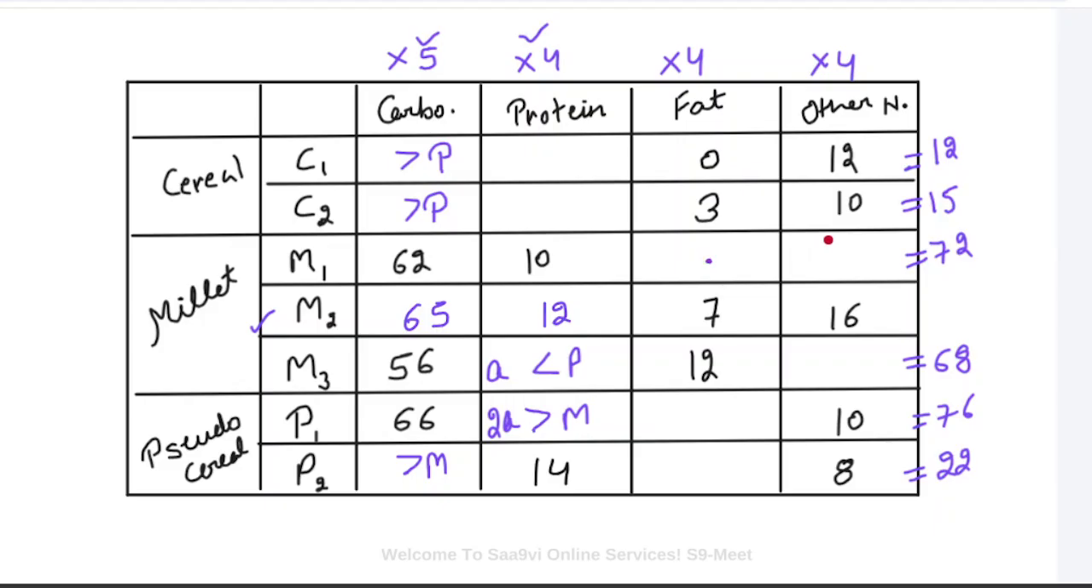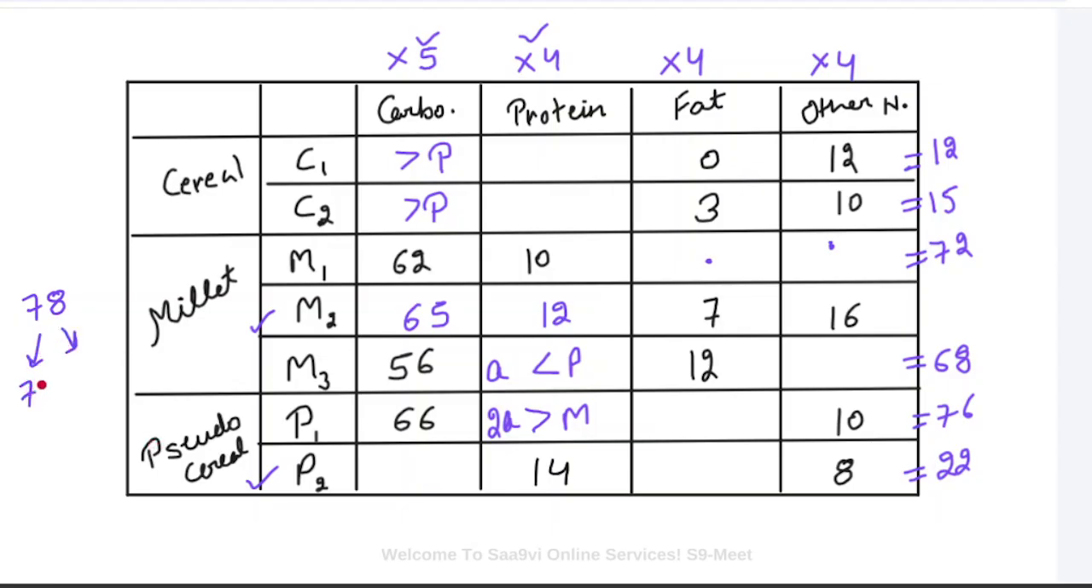No, here we do not have the information right now. Let's leave it for the time being. Let's solve these first. This has to be greater than millet. That means this has to be greater than 65 at least. So here we are left with 78. We are solving this particular P2 cereal now. So this has to be greater than M. That means this has to be greater than 65. So this has to be at least 70.